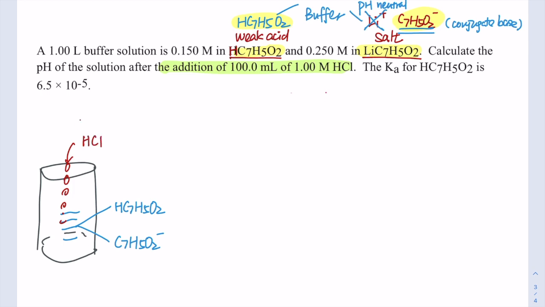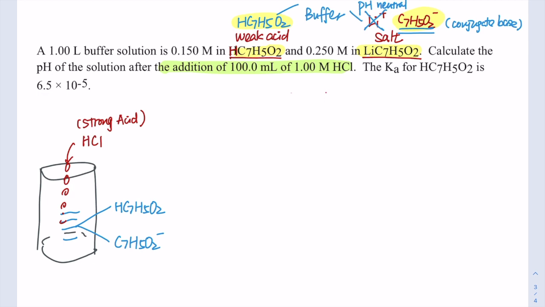HCl is a strong acid, so we're adding some strong acid into this buffer. This is what we call a buffer in action. So you have to know what a buffer does and how it works. As we learned, the buffer system will resist changes in pH, and we can reflect that by setting up a reaction.